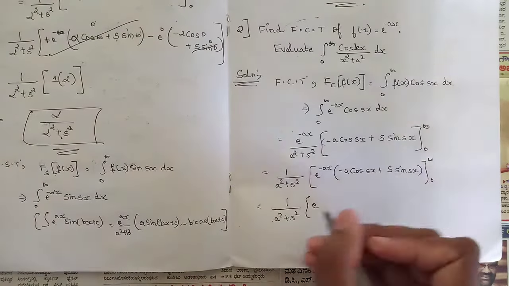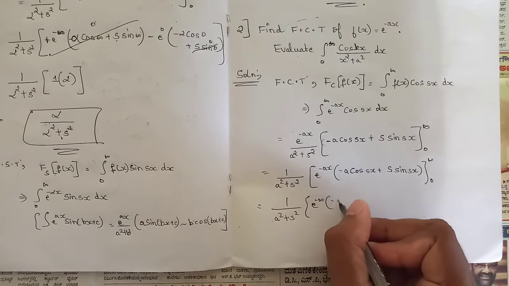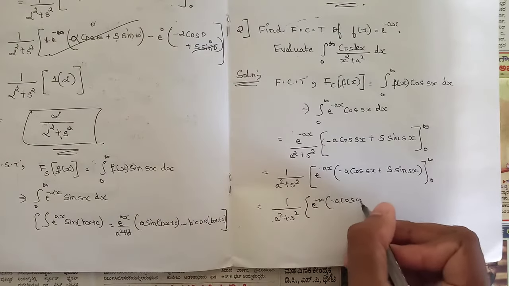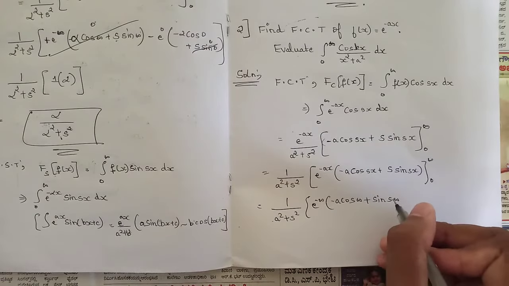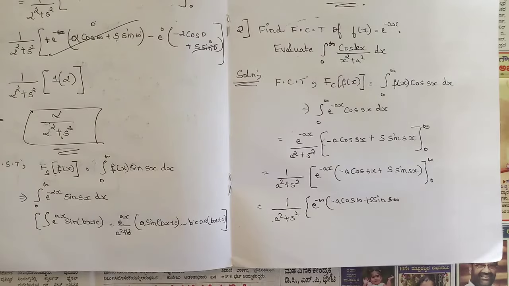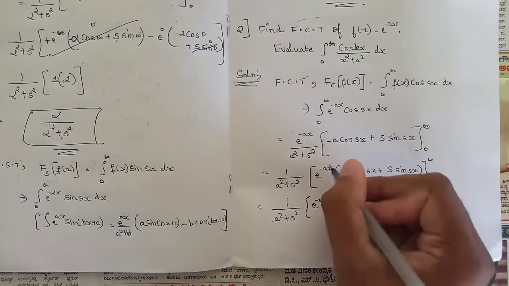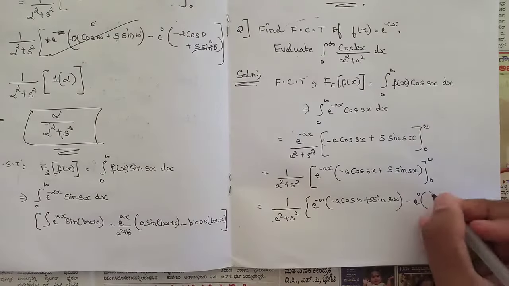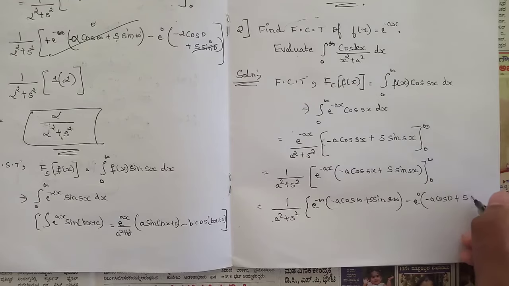The upper limit is infinity, so e to the power this becomes minus infinity, minus a cos infinity plus s sin infinity, into the lower limit is minus e power 0, minus a cos 0 plus s sin 0.